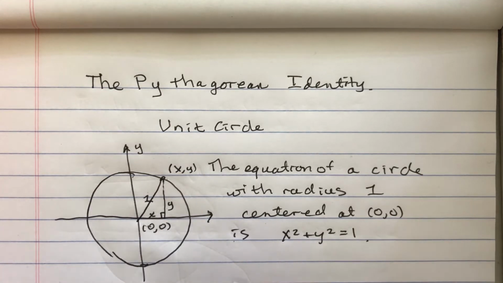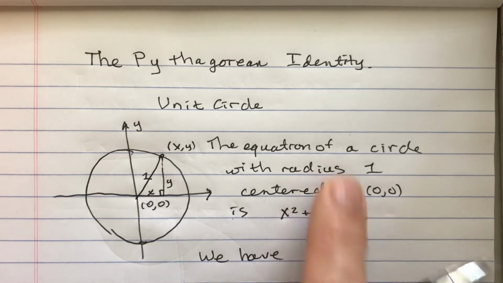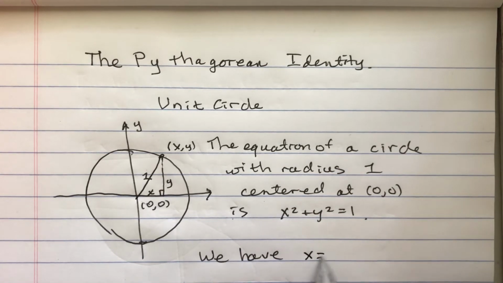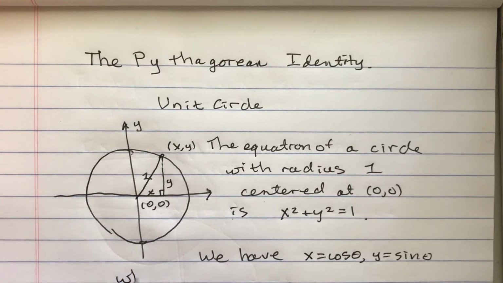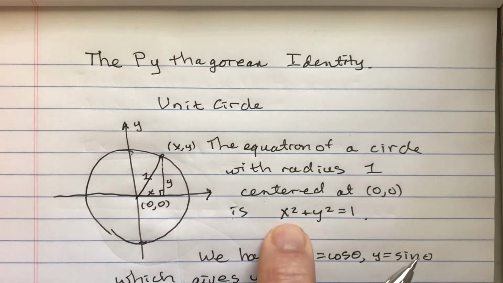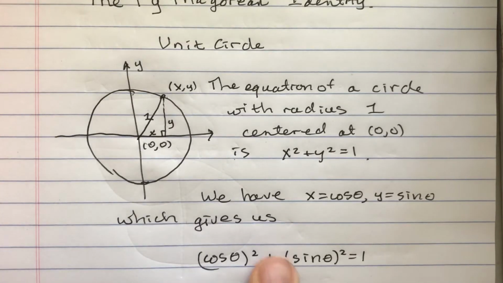But the Pythagorean theorem gives x squared plus y squared equals 1, and we can also use the distance formula to find this, but this is the equation of a circle with radius 1 centered at the origin. We have x equals cosine theta, y equals sine theta, which gives us from x squared plus y squared equals 1, cosine theta squared plus sine theta squared equals 1. Now, this is the Pythagorean identity.